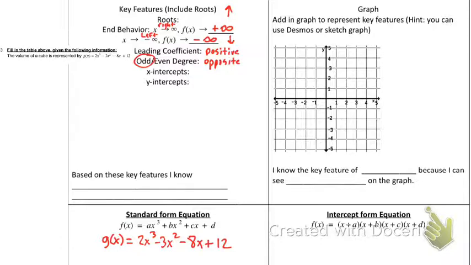All right. X-intercepts, we can't do that yet. Okay. And I'll show you how to do that in a little bit. But we can do the y-intercept.